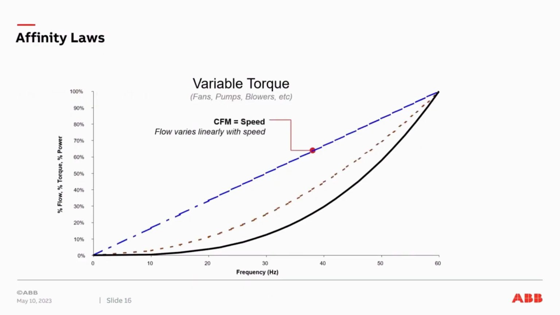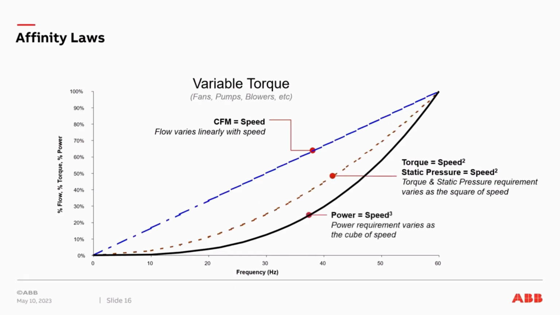CFM flows very linearly with speed. Therefore, the faster you speed up, the more CFM you get. As you slow down, the less you get. But your torque, or your static pressure, is speed squared. Now, the big part is power is speed to the cube. Power requirements vary as the cube of speed.